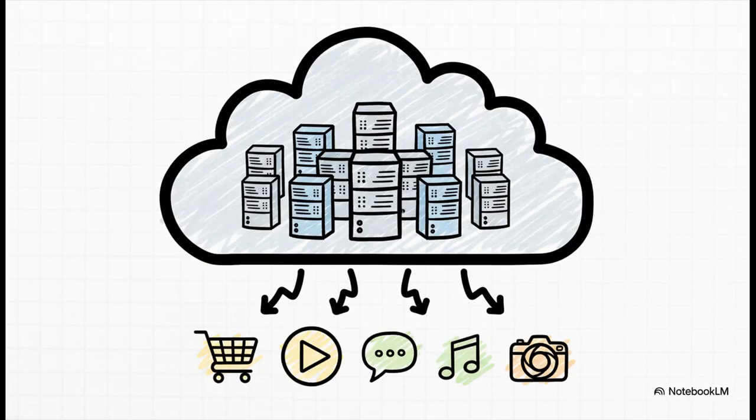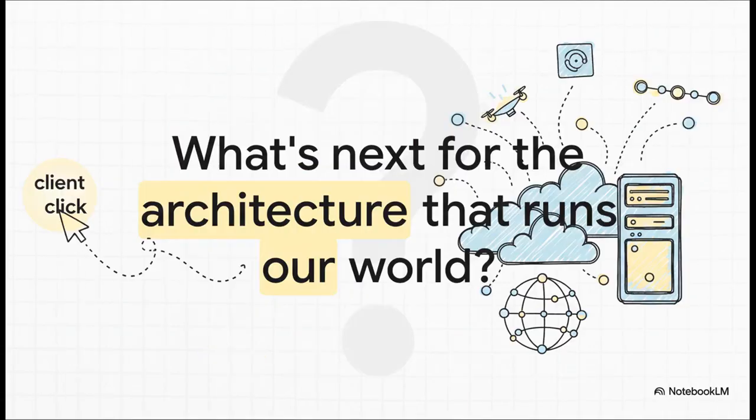And then you've got the biggest scale of all, cloud computing. Companies like Amazon Web Services run these gigantic server farms that provide resources to millions of other applications, which all act as their clients. A huge chunk of the internet you use every day is actually built on top of this client-server foundation. So there you have it.